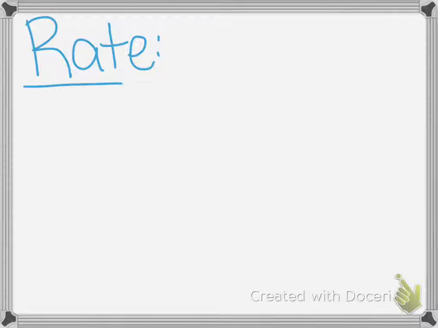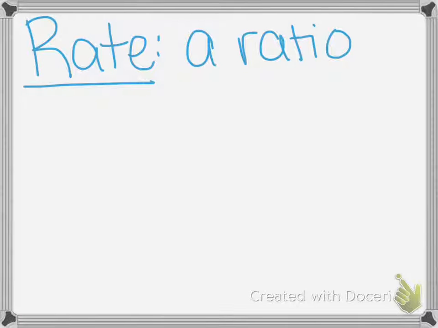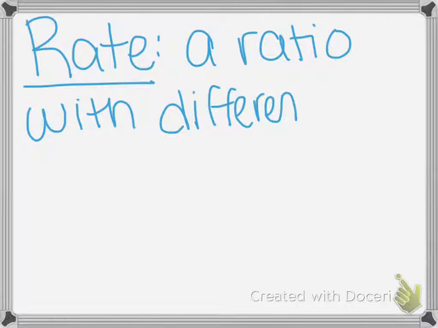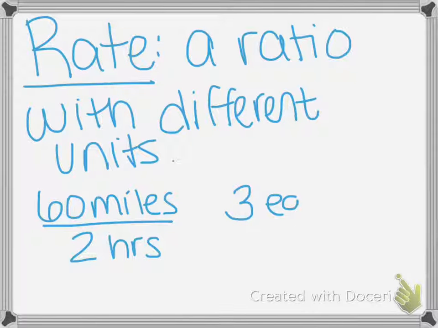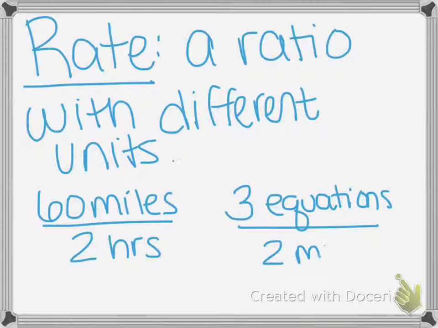Now, a rate is the same thing as a ratio. It's a ratio with different units. So, for example, something like 60 miles in 2 hours would be a rate. If you kept track of your math skills, solving 3 equations in 2 minutes would be an example of a rate.